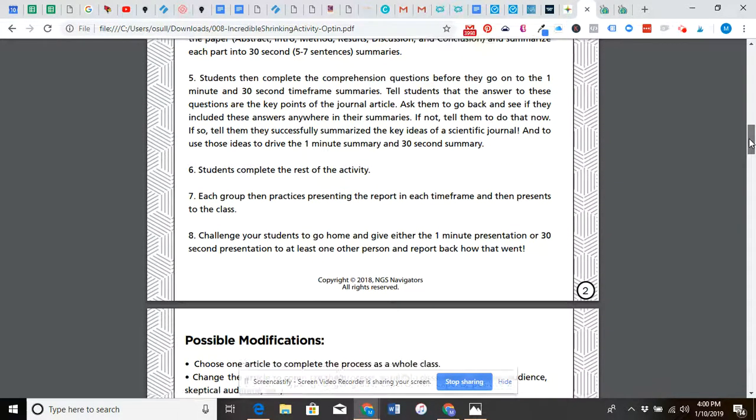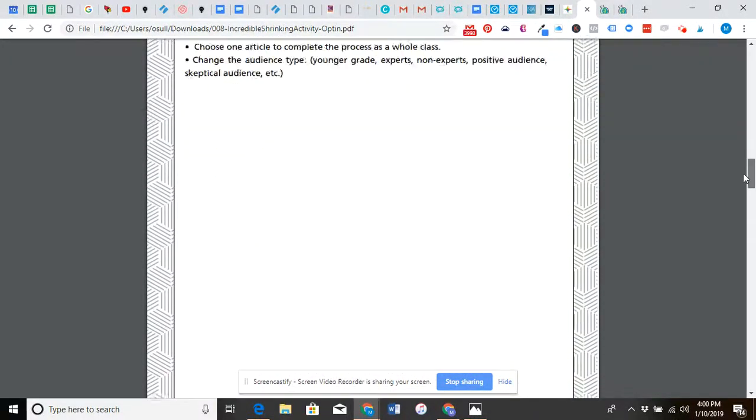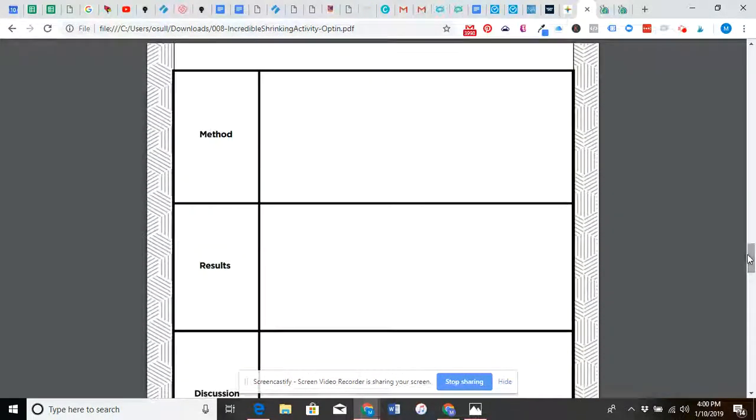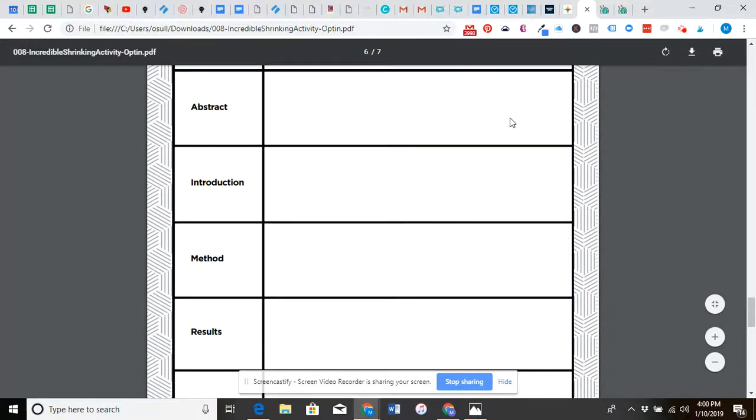Then you might want to talk about, okay, yeah, but sometimes you've got to take that information and be able to explain it in 1 minute. I call it a dinner conversation. Who might that be for? Your friend, maybe another student, an interested relative, someone who's going to give you about a minute to listen to what you have to say before the eyes glaze over and you've lost them. So how might you do that in 1 minute? Take that same article and now summarize it in about 2 to 3 sentences per section.